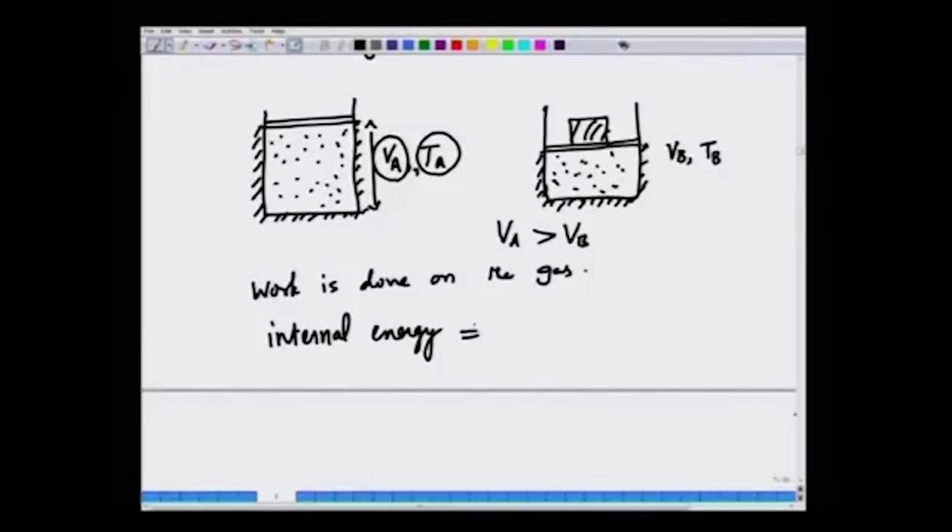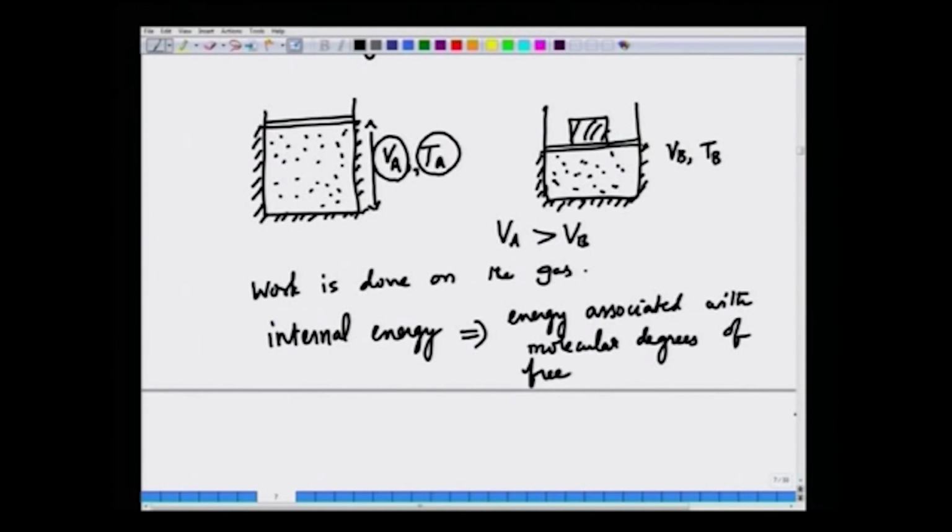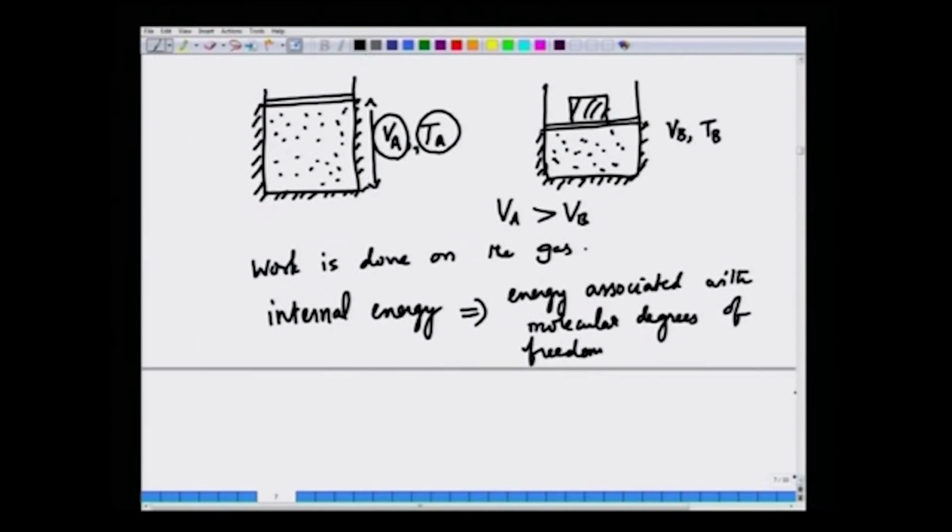Internal energy is that part of energy associated with microscopic or molecular degrees of freedom. So, what has happened is that when you do work, initially the gas is at a temperature Ta. Now, from elementary kinetic theory that you may be aware from physical chemistry or some physics courses earlier, you know that the temperature of a gas is related to the average kinetic energy of motion of the molecules.